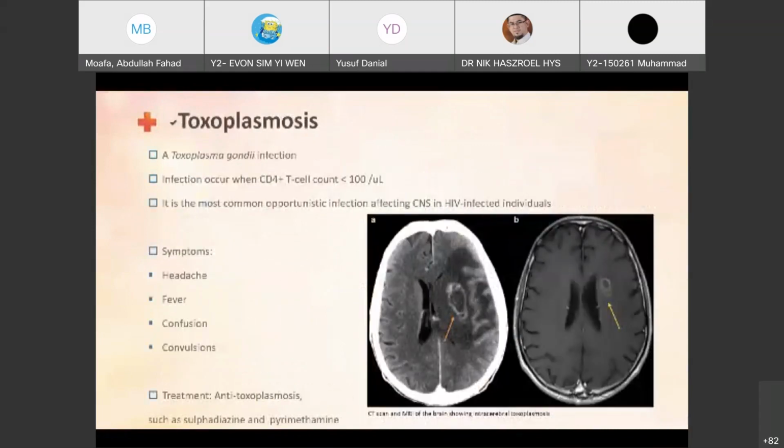Secondly, toxoplasmosis. Toxoplasmosis is a Toxoplasma gondii infection, and it is the most common opportunistic infection affecting the central nervous system in HIV-infected individuals. This infection occurs when the CD4 plus T cell count is less than 100 cells per cubic millimeter, and patients can present with headache, fever, confusion, and convulsions. MRI of the brain is more sensitive in detecting the lesions in the brain. A therapeutic trial of anti-toxoplasmosis drugs such as sulfadiazine and pyrimethamine is used for the treatment.